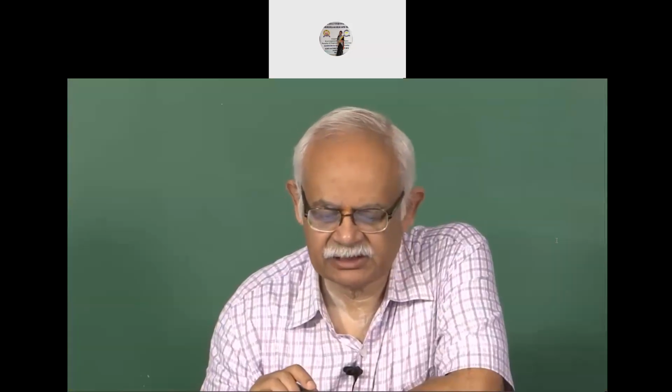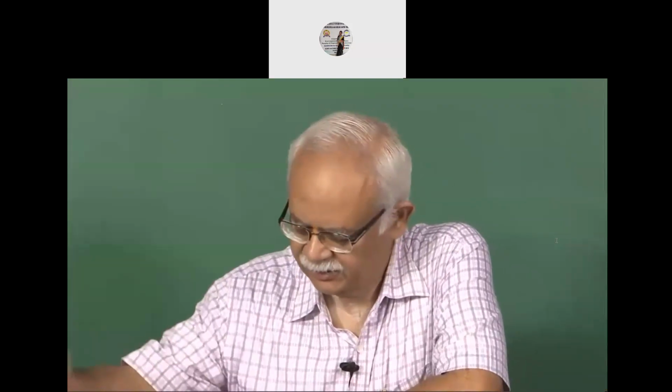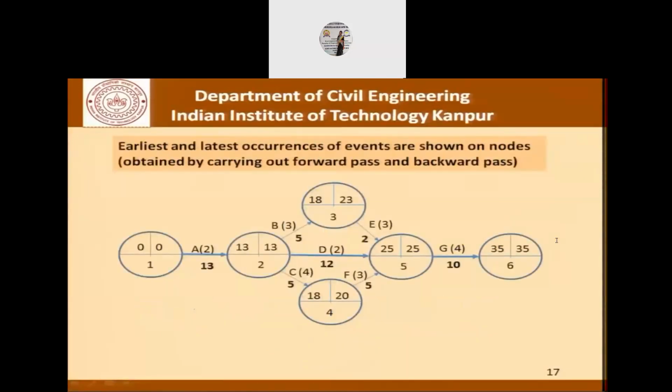So with this understanding and these assumptions, let's try to find out what we can do with the resource allocation algorithm which we have just learned. The earliest and latest occurrences of the events are shown in the nodes, and they have been obtained by the forward pass and the backward pass. I'm sure you know how to do it. A can start at 0, and therefore node 2, the earliest it can be reached is 13. Node 5 can be reached earliest depending upon the maximum of these 3 nodes which are converging on this, and so on.